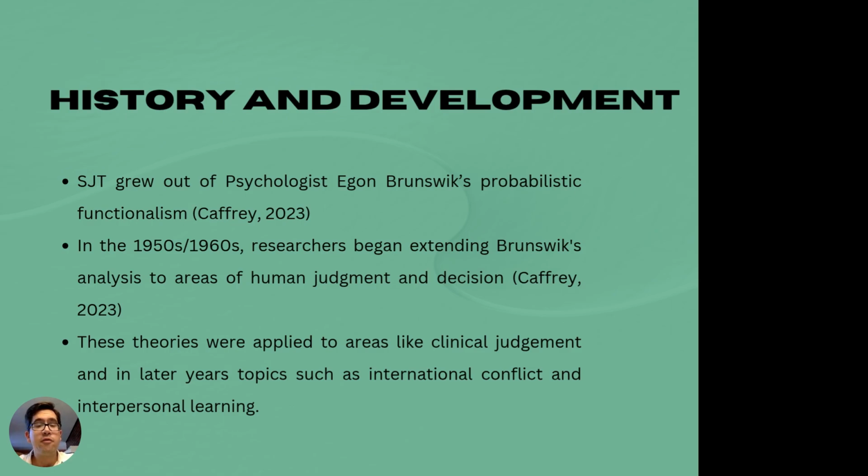This environment comes with a lot of uncertainty, and an organism must adapt and use limited information or cues in achieving its goals. In the decades that followed, researchers began extending Brunswick's analysis to areas of human judgment and decision making, looking at how people use cues to make comparisons and form judgments. You'll see elements of this in the applications of the theory that I present later on.